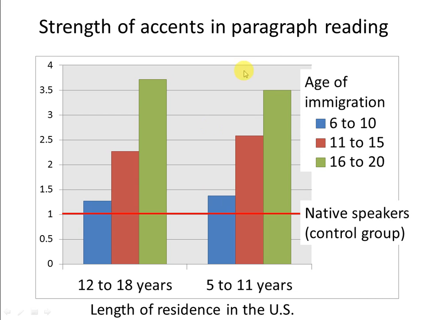Okay, and this data is only about paragraph reading, so I'm not presenting the data about storytelling, but actually the data look very, very similar. And interestingly, the length of residence doesn't play any role here. So here we have the data from people who lived in the US for many, many years. And so if you compare this with this, we don't see any difference actually. So here it's clear that age and error transfer are related.